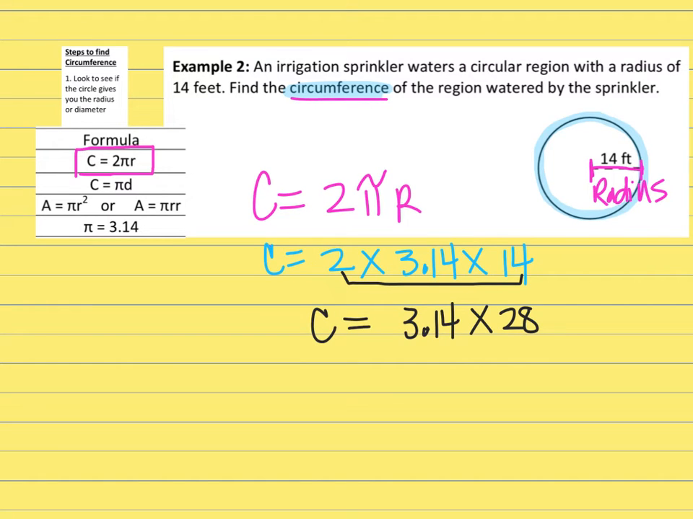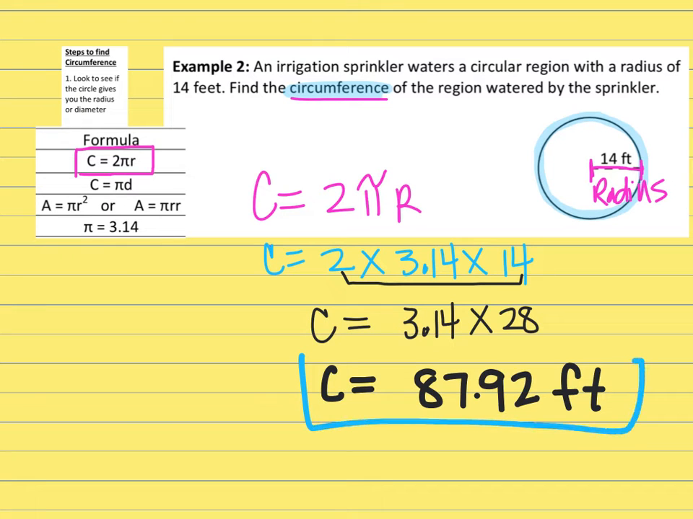Now my question says C equals 3.14 times 28. And again, to help keep this video shorter, I'm just not going to work that out, but tell you that 3.14 times 28 is 87.92. The units we're measuring in were feet, so my final answer would be 87.92 feet.